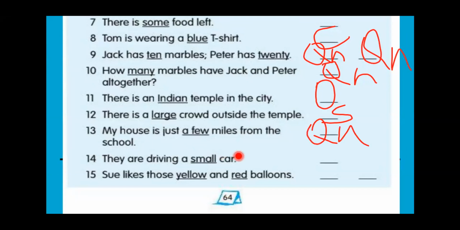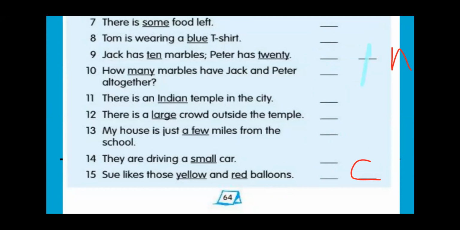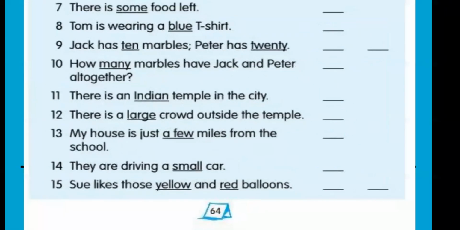Next, they are driving a small car. Size, whether it is small or big. So the word small is denoting size, so we'll write capital S. Next, Sue likes those yellow and red balloons. So what is yellow? Color. So we'll write C, capital C, based on color. Understood all of you? This exercise?